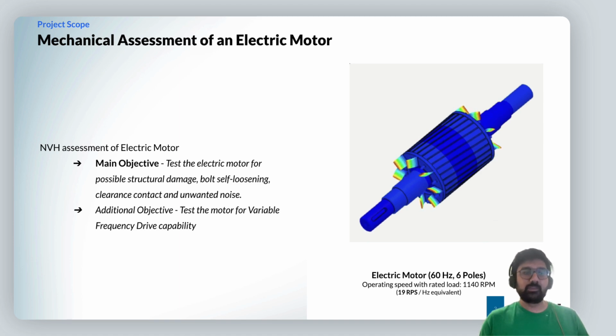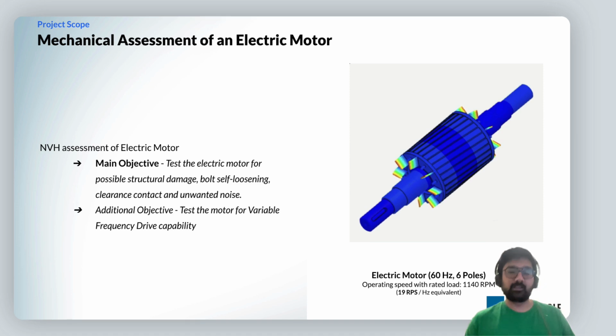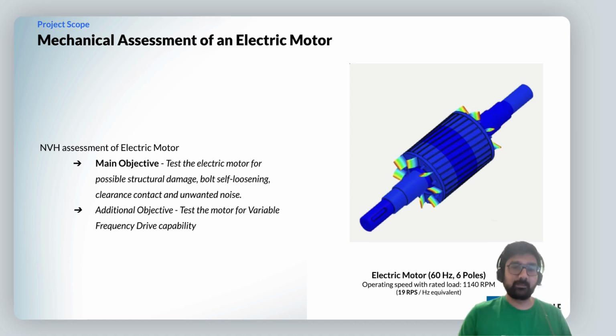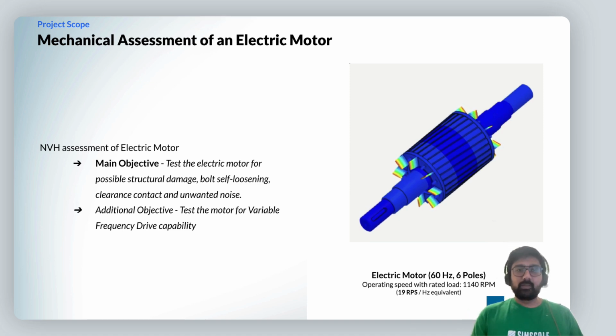Here we have a motor which is rated at 1140 RPM and has a 6-pole configuration. The base motor frequency is at 60 Hz, and this is what we'll be testing initially. To do this, we can jump onto the SimScale platform and see what kind of results we can get from a motor vibration analysis, how to set up such simulations, and also additionally do the variable frequency drive analysis.